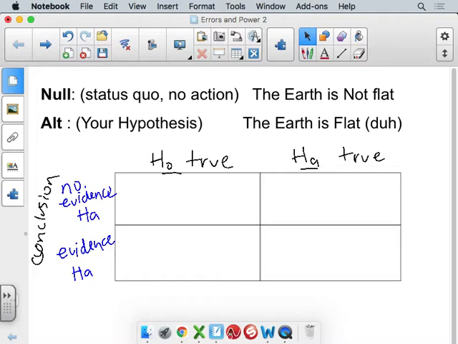Okay, so let me write out in words what would happen in this box. Two of these are going to be errors, and two of these are going to be correct statements. So let's say this first one here. I decided that I did not have evidence for the alternative, like I did not have evidence that the earth is flat. And so basically I conclude the earth is not flat.